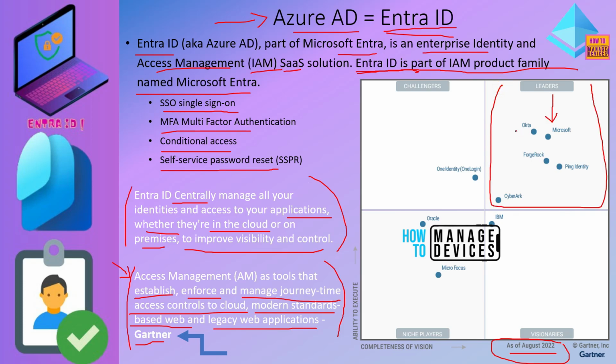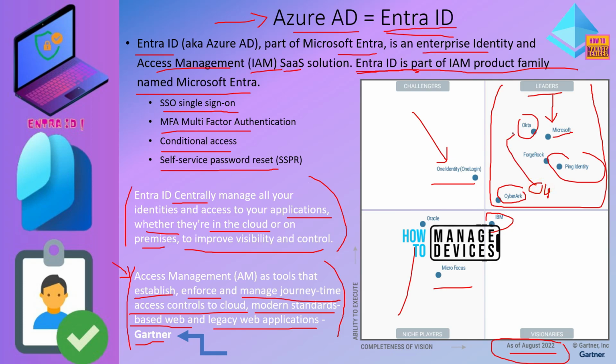Along with Microsoft, Okta is there, and then Ping ID is there. Even CyberArk is part of the leaders. IBM is under visionaries, and there are niche players. Oracle, Micro Focus, challengers, One Identity, OneLogin. Auth0 is not there because Auth0 is part of Okta now.